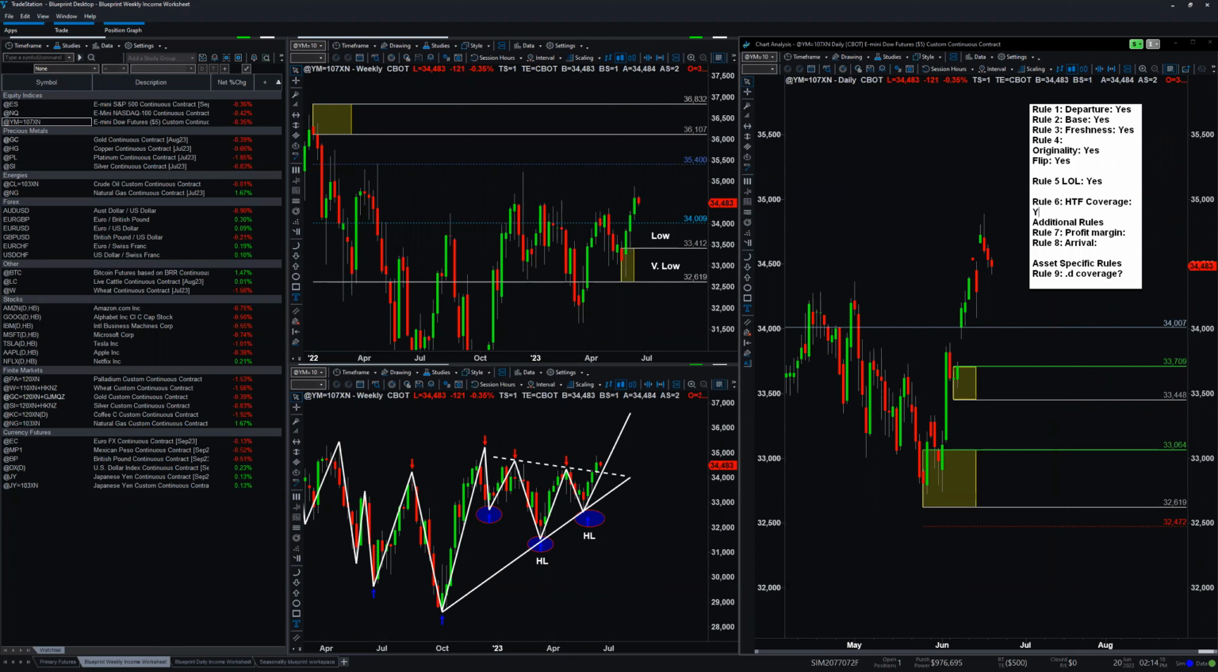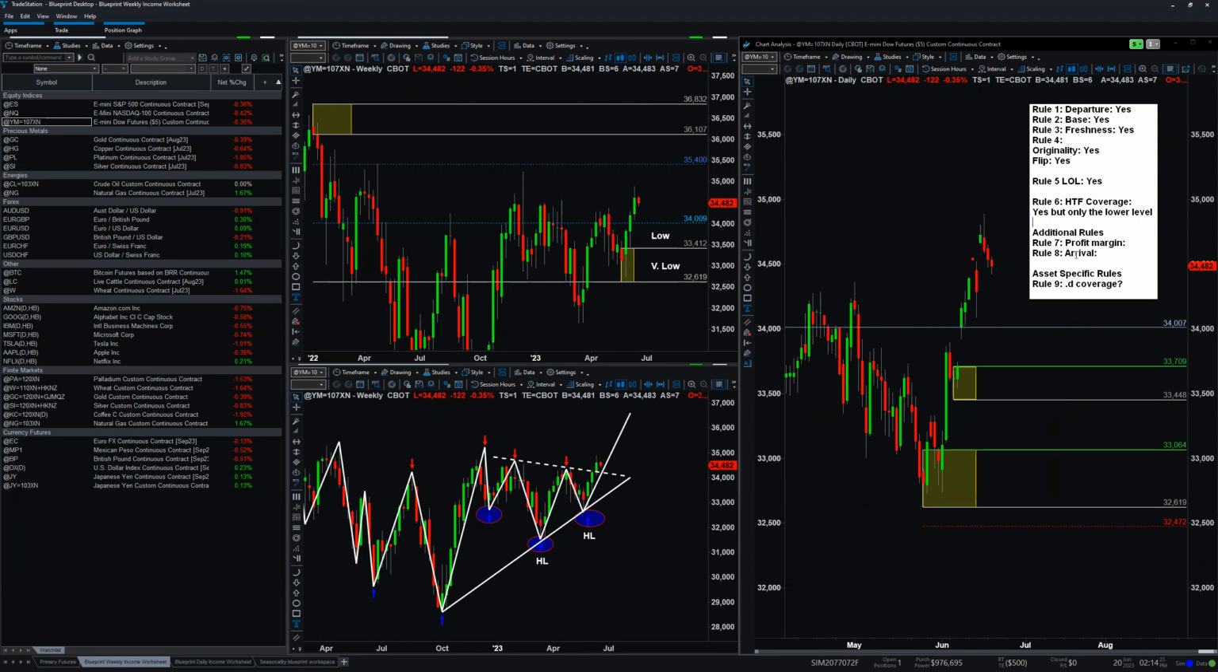I would say yes, but only the lower level, right? Only the lower level. Now, let's look at our additional rules.